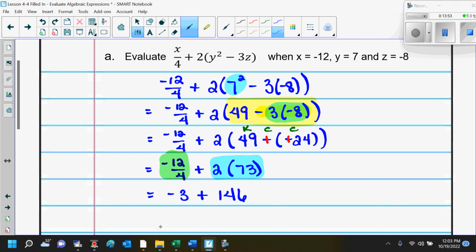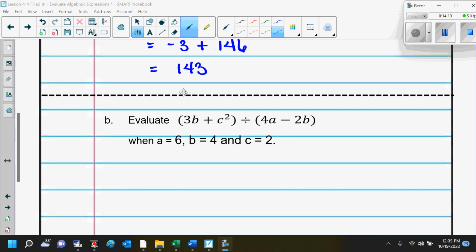What's the rule for adding integers with different signs? Beautiful. Subtract and take the sign of the bigger number. So we get 143, and my sign is going to be positive.